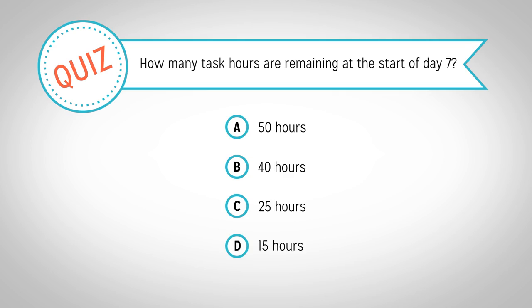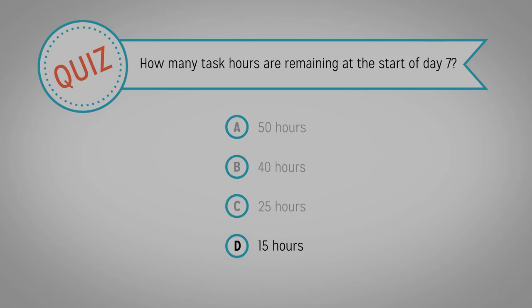There were 25 hours worth of tasks completed on day 6. That means that you are starting day 7 with 25 fewer hours remaining than you did on day 6. At the start of day 6, you had 40 hours remaining. If you subtract the 25 hours that were completed that day, you are starting day 7 with 15 hours of work remaining. Therefore, D is the correct answer.